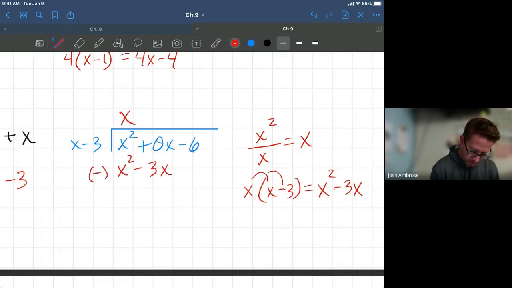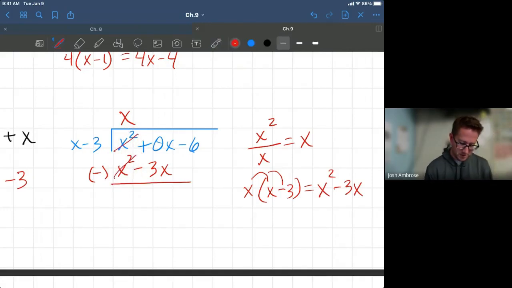subtraction. Quick timeout. Both of these are x squared. They're the same thing. I'm doing it the right way. They cross out using subtraction. 0 minus a -3. Pay attention. Minus a negative really means it's a positive. 3x drops down. Minus 6 drops down.